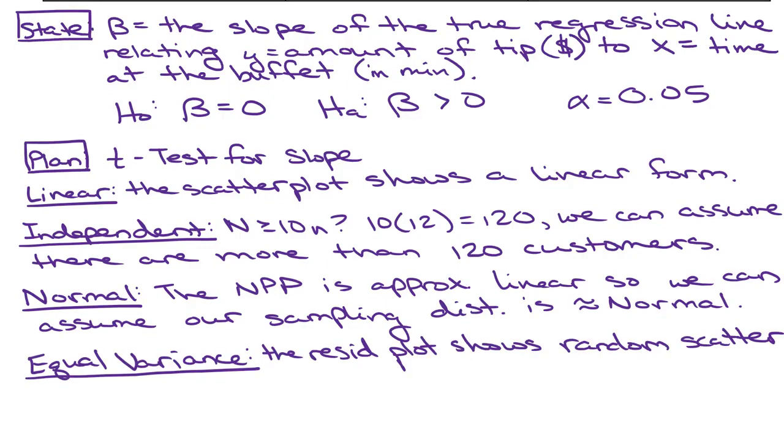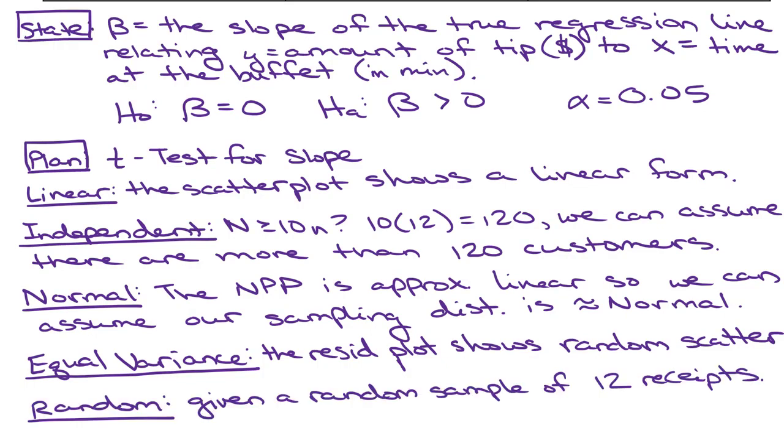Fourth is the equal variance condition. For this one, we look back at our residual plot, and we can say that our residual plot shows random scatter. And last is our random condition, and we can just say that we're given a random sample of 12 receipts. That was provided to us in the stem of the problem.